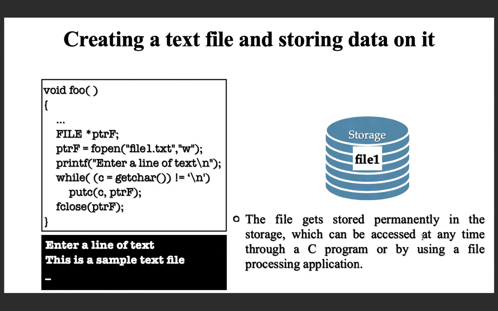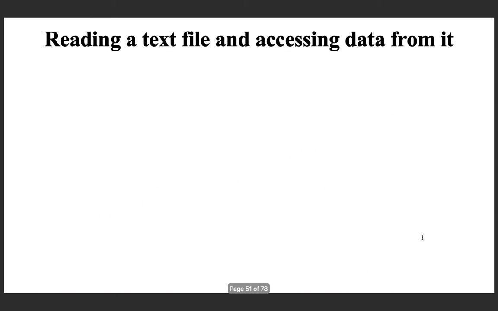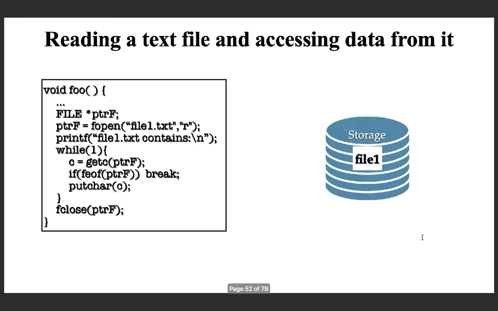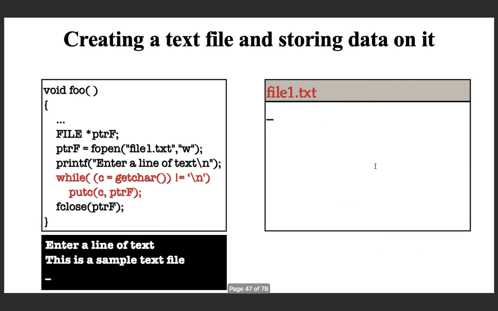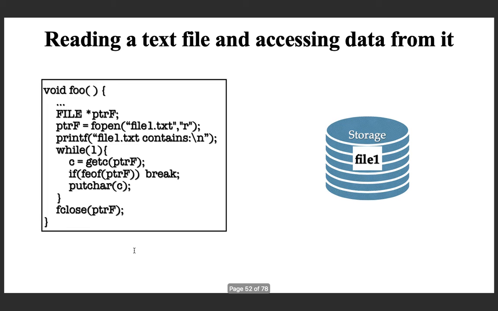So this is what we discussed, and now we can see how you will read a text file and access data from it. Suppose that you have a text file, namely file1. Suppose this is the content. The previous content is this if you want. Suppose we are going to now use a program to read this text file and display it on the screen. This is what I am trying to explain.